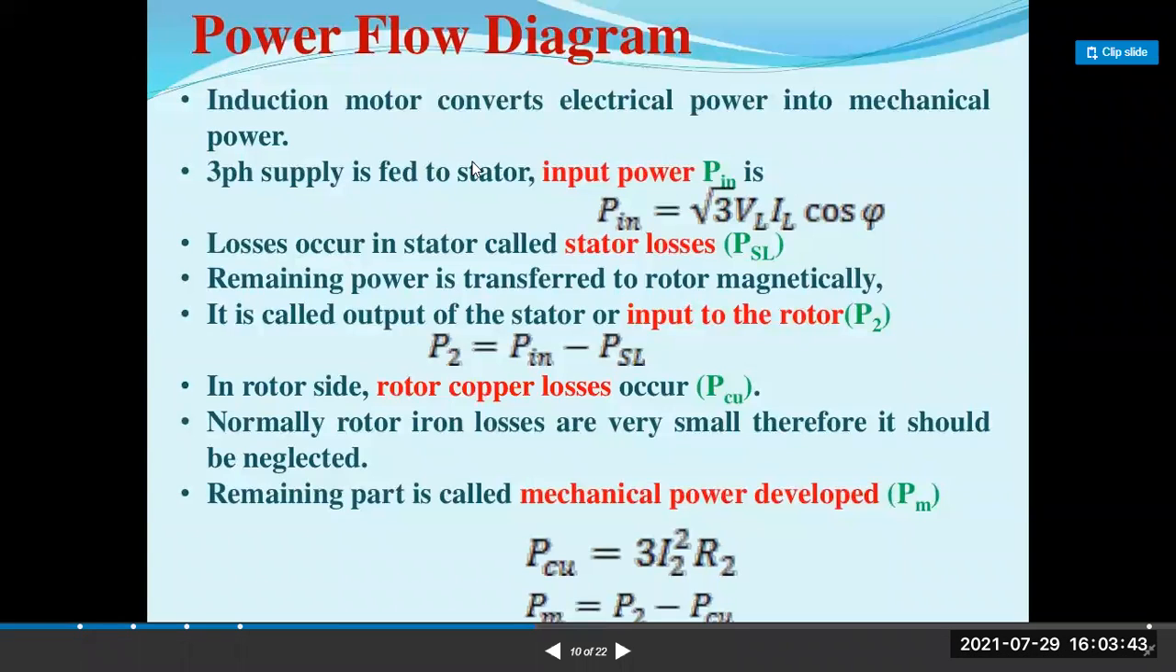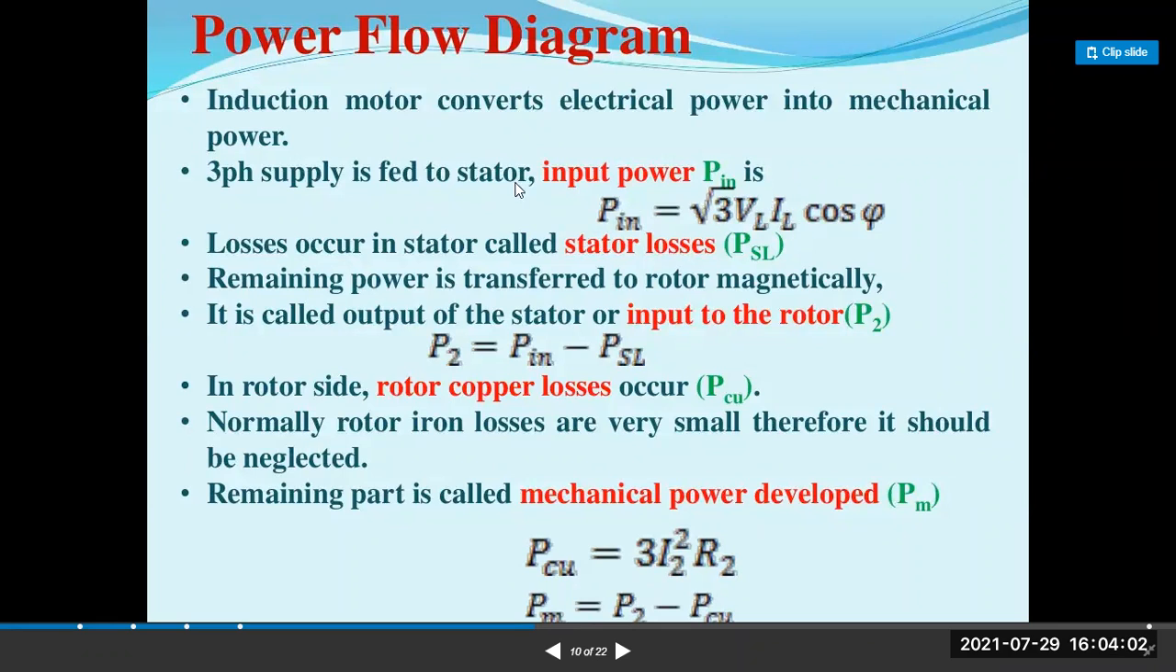Now the three phase supply is fed to the stator. That is, this is the input power. As you can see, this is the power. This is the line voltage, this is the line current, and cos phi, where phi is the angle between the line voltage and the line current.